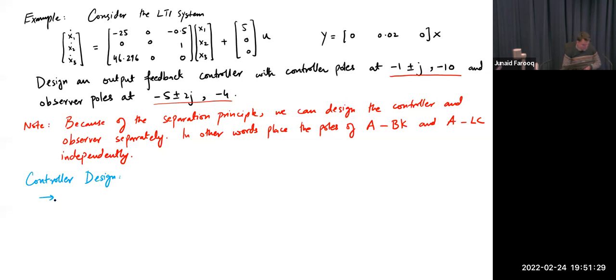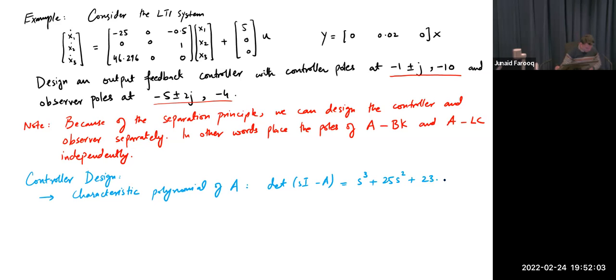So the first step may be to look at the characteristic polynomial of A, which is the current situation. It's essentially the determinant of sI minus A. So it turns out to be S cubed plus 25 S squared plus 23.148 S.